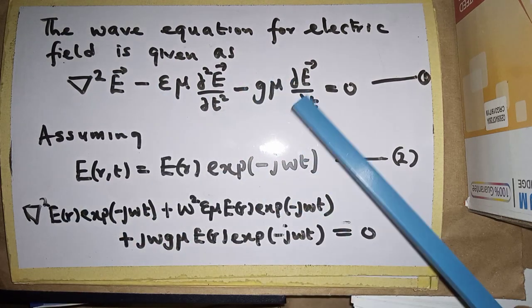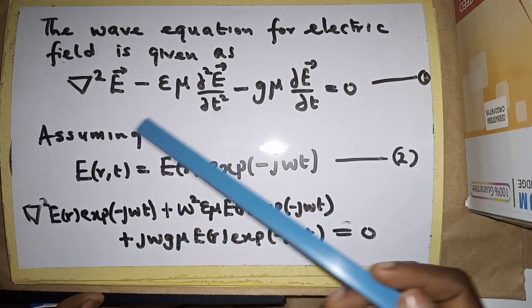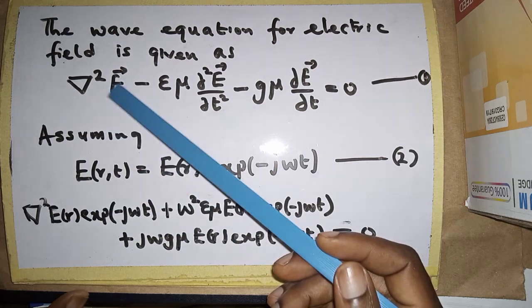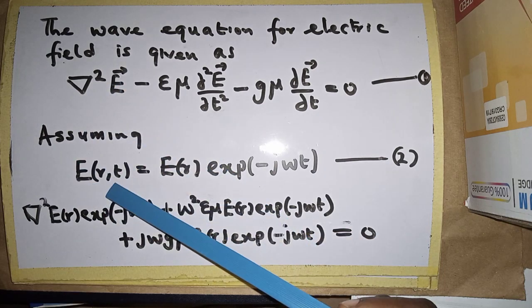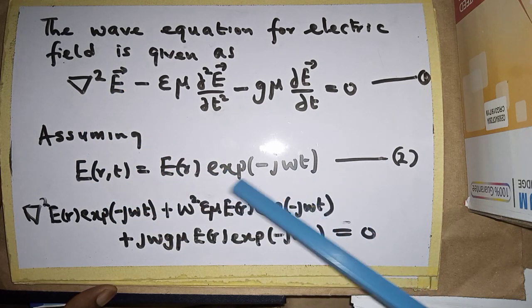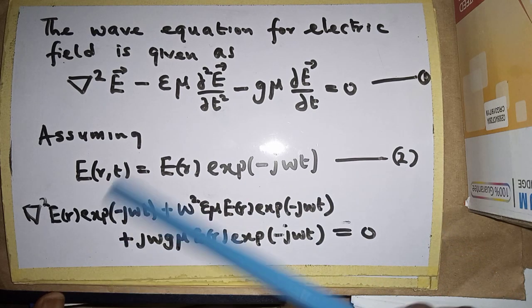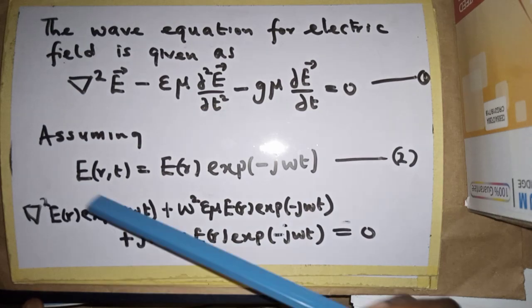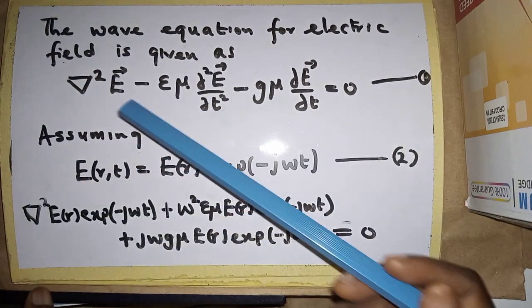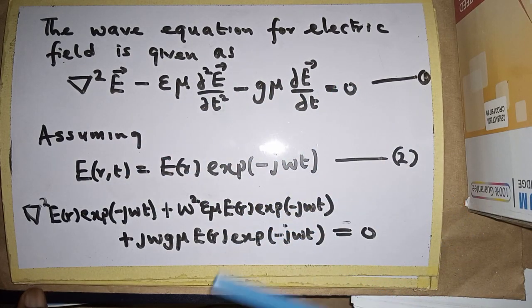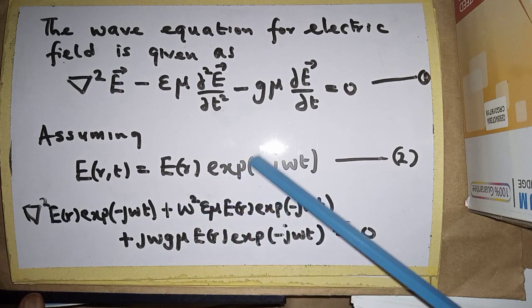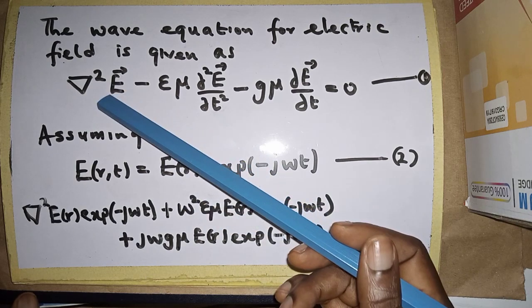Now, to solve this particular problem, we assume that our electric field, which is a function of time, is given by this expression. And we call this equation 2. Now, to solve this, we insert this expression into equation 1. And as a result, we have this expression.